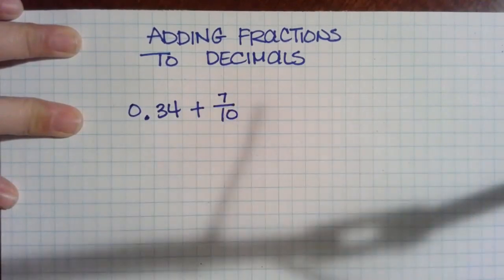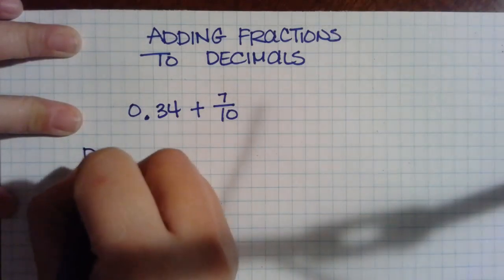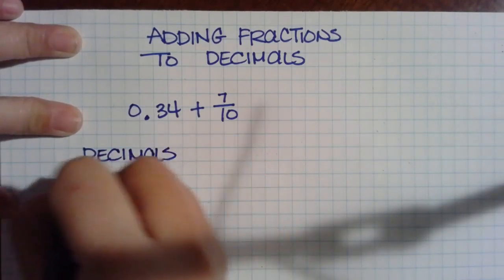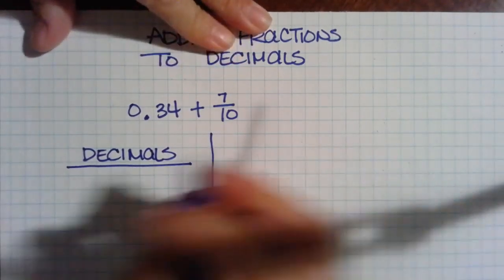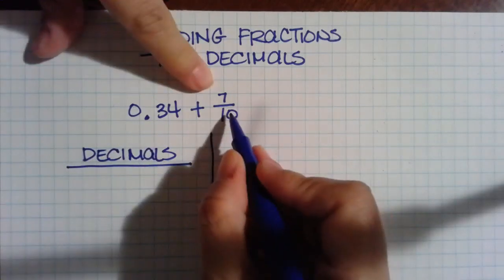Okay, so first thing I'm going to do is solve it as a decimal. So what I'm going to do is make both of them decimals, and then I'll show you the other way. So as decimals, I see that I have 34 hundredths and I have 7 tenths.